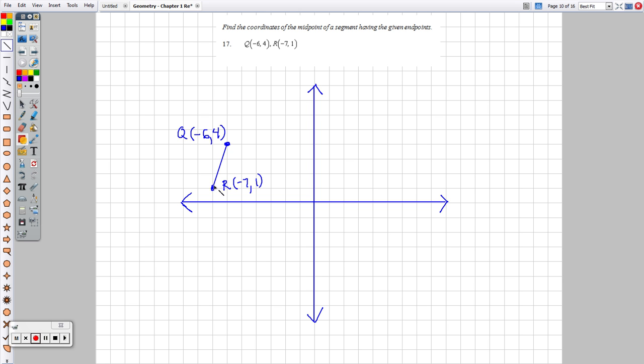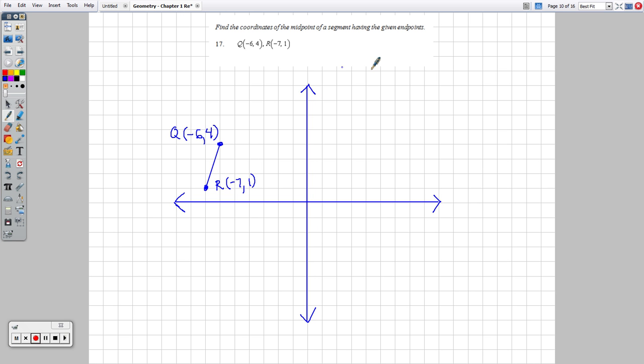So if I connect those, the midpoint to me looks like it's going to be right about there. The midpoint formula, we should definitely know what that is. That is, you're adding the x values together, dividing that by 2, and adding the y values together, and dividing that by 2. The average of the x values and the average of the y values, in other words.